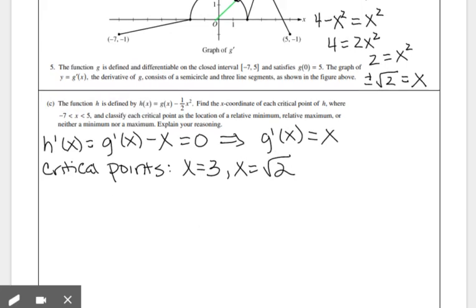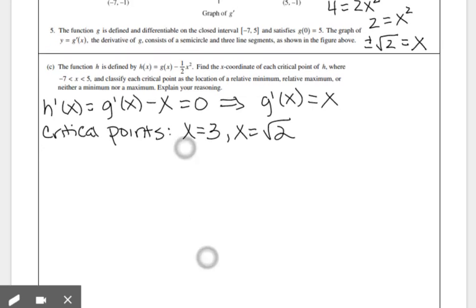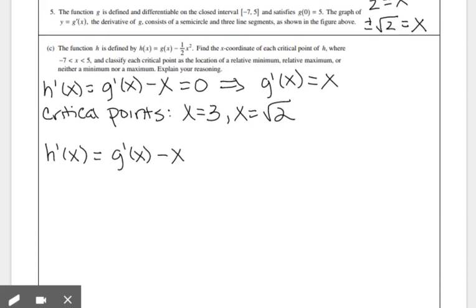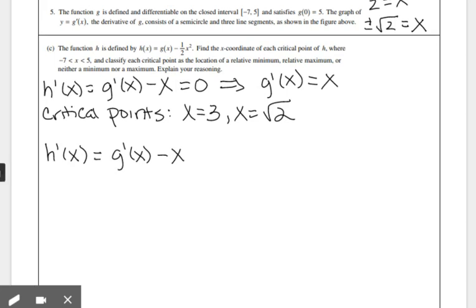Now, in order to determine whether these critical points are a relative min, max, or neither, we need to look at the first derivative again. We need to look at this h prime of x. So we know h prime of x is equal to g prime minus x. So if we look at this a little bit closer, there's a couple of things I want to point out really quick. So first of all, if g prime of x is greater than x, so in other words, if we do a big number minus a small number, we get that h prime of x is greater than 0, right? We can get that it's going to be positive.